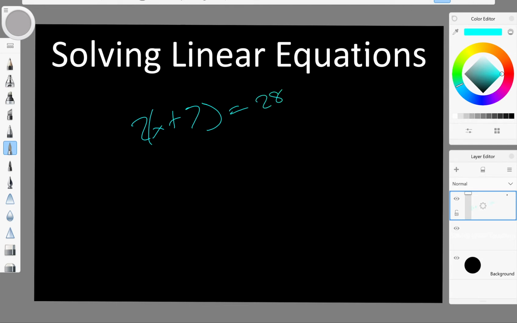So what you would do here is, since you don't know what x is, you can't plug it in. So you just have to distribute your values, and that equals 28. So now you're going to subtract 14 from both sides, because you have to make sure that the equation stays equal. So basically, 2x is going to equal 14.